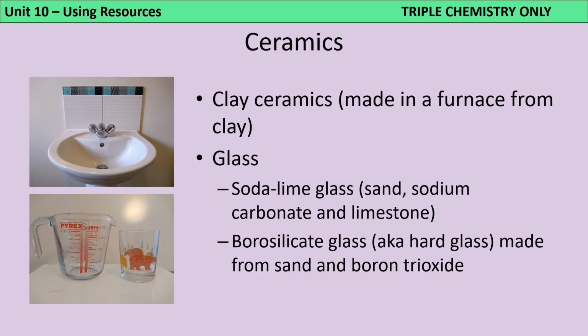Ceramics are non-metallic solids made from a raw material heated to a high temperature, and there are 2 types that you need to know about. Clay ceramics and glass are both waterproof and brittle, but clay ceramics are opaque, whereas glass is usually transparent. Soda-lime glass is used for everyday uses like windows and drinking glasses, and is made from sand, sodium carbonate and limestone. But it doesn't have a very high melting point, so for lab use and also some cooking uses you may need borosilicate glass or hard glass, which is made from sand and boron trioxide.